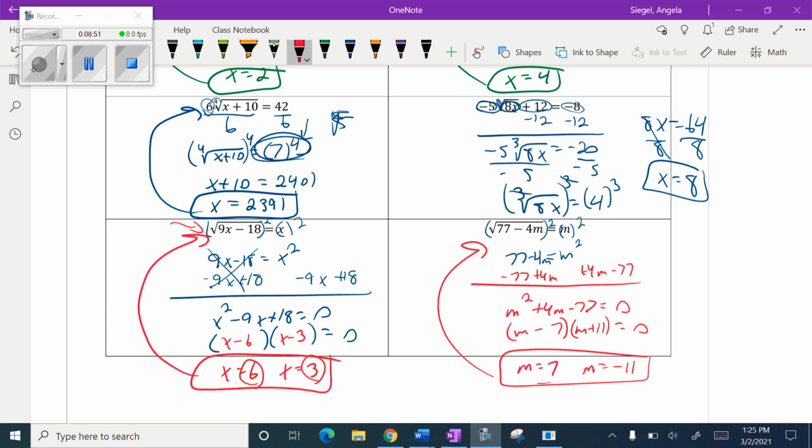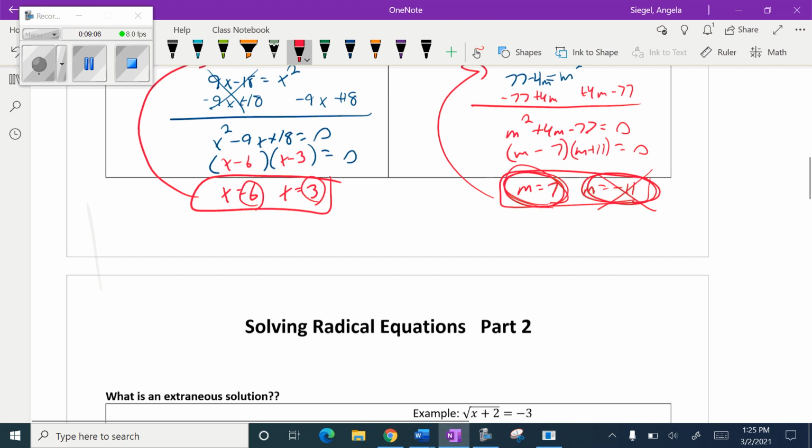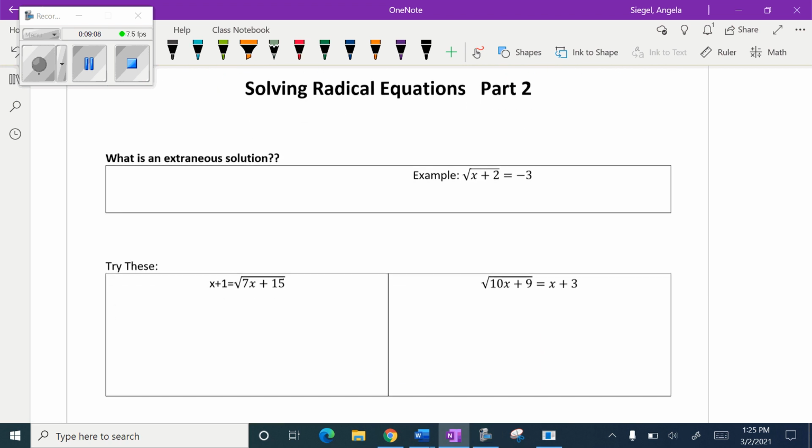Okay, so when we plug this one in, it's just fine. But when we plug this one in, that is not good. So my only true answer is 7. Okay, now we're going on to the second part. And so this is where we've talked about extraneous solutions. That's what we've been checking.